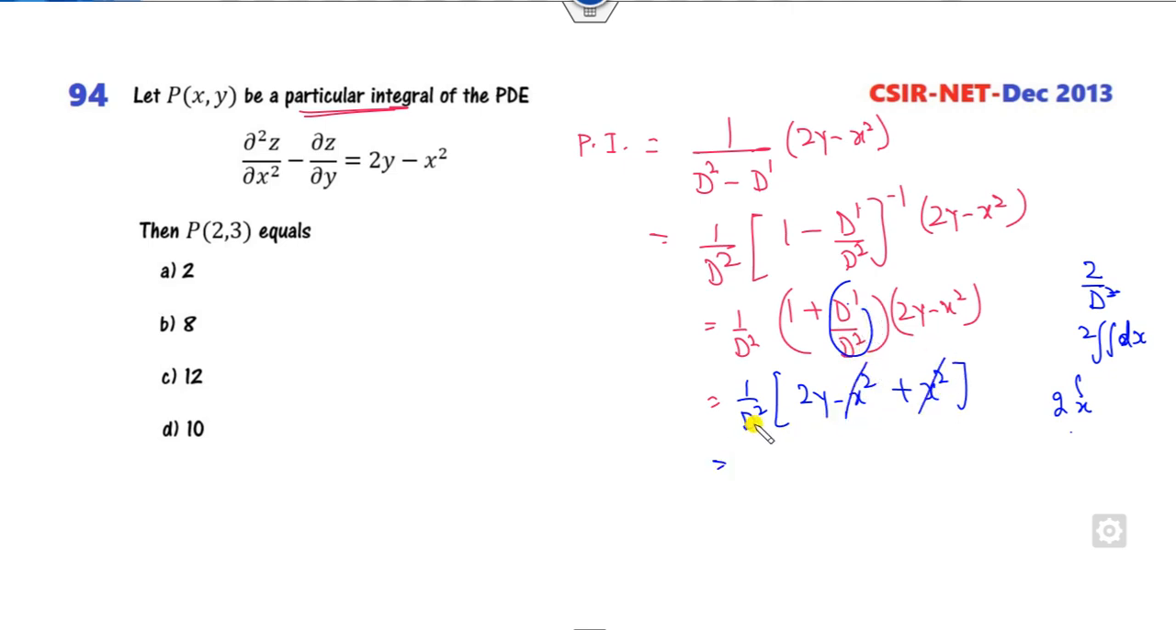Now this is with respect to x. You can integrate this two times with respect to x. First time integration gives x, second time is here. So the right answer is y x squared. Now substitute here, 3 into 4 is the right answer.